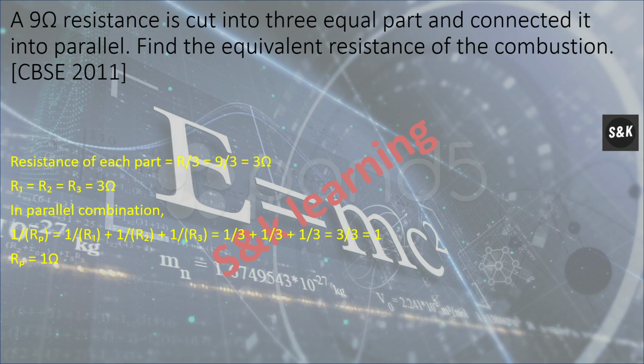A 9 ohm resistance is cut into 3 equal parts and connected in parallel. Find the equivalent resistance of the combination. Resistance of each part equals R by 3, that is 3 ohm. So resistance 1, resistance 2 and resistance 3 are equal in parallel combination. Putting the value, we get that resistance of the combination is 1 ohm.